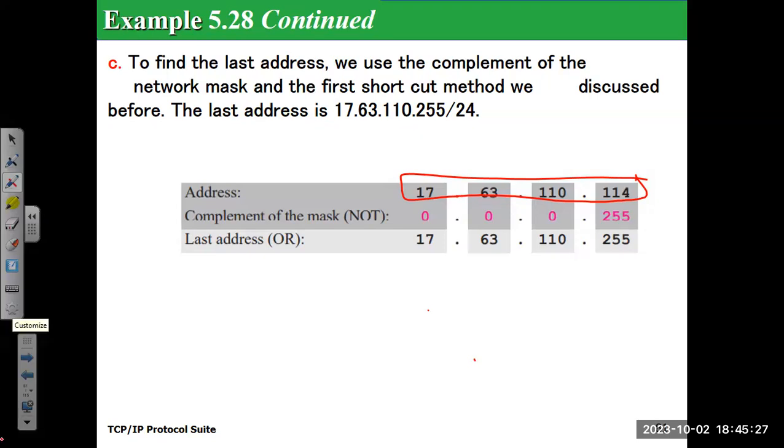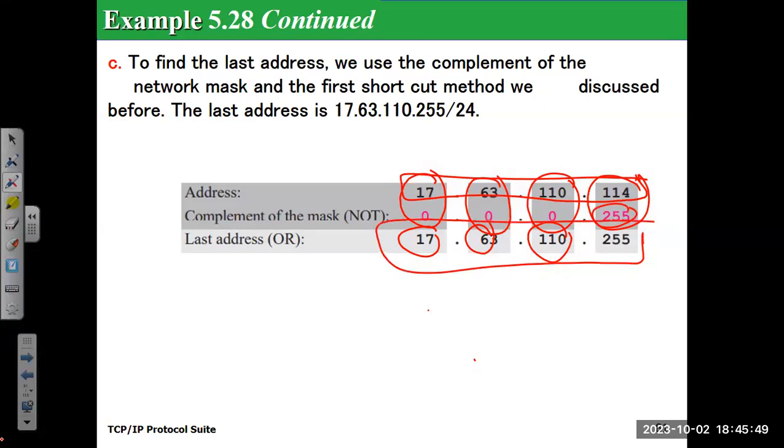Okay, so now if you do AND with 0, what will you do? We'll take the highest. 36 with 0, so we'll take the 36. 110 with 0, I will take the 110. 114 and 255, I will take the 255. So that is the last IP address.